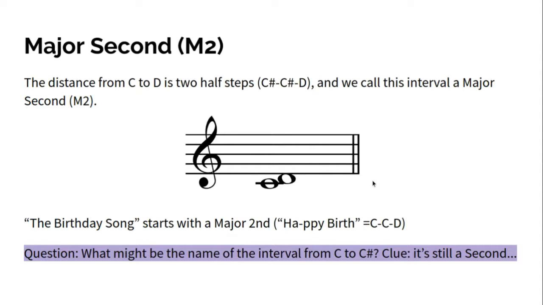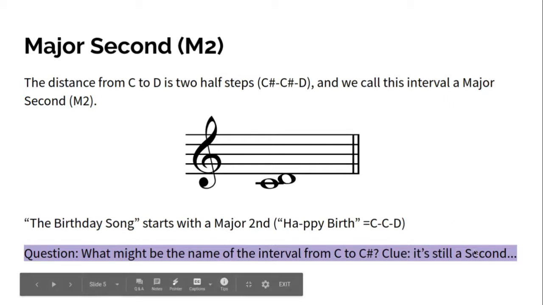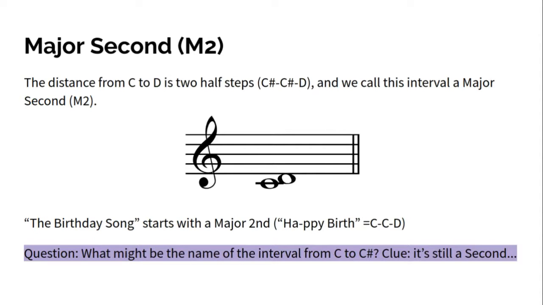The question I want you to think about is, what might be the name of the interval from C to C sharp? It's still a second, but we don't call it a major second. You can look back at the list of intervals at the beginning of the slideshow to kind of help you out with what that might look like.